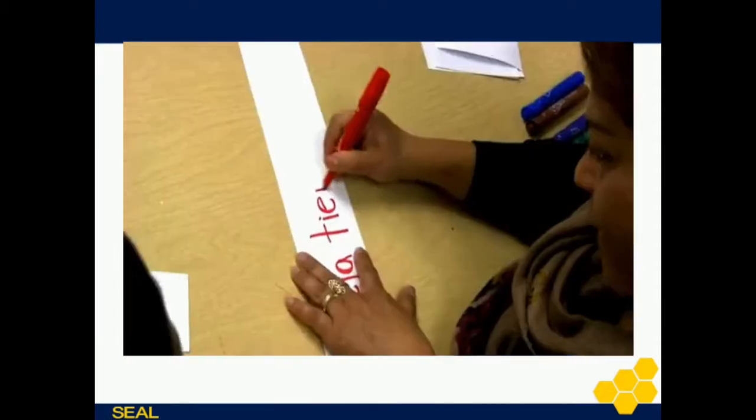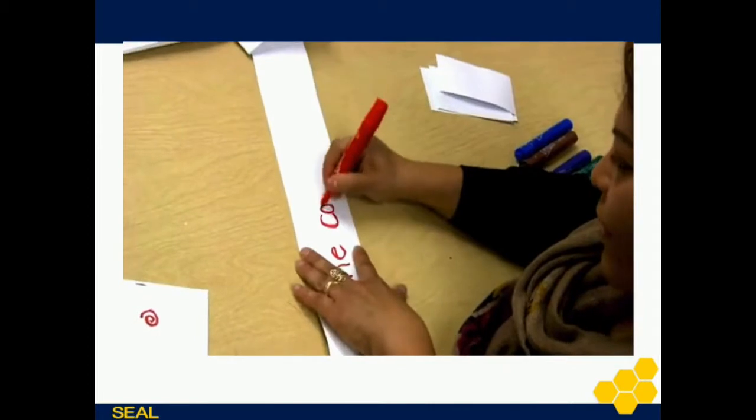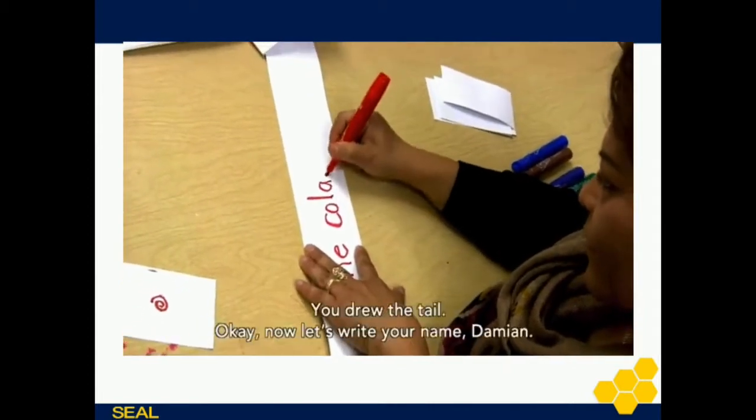There's always some kind of center that involves early writing, so where they're dictating and drawing and seeing their words turn into print.